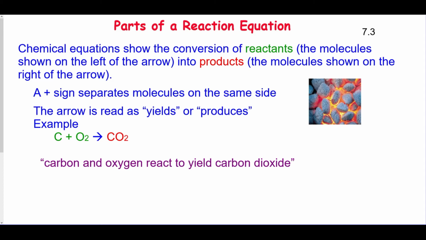We show the conversion of reactants, which are the substances on the left of the arrow, into products, substances on the right of the arrow. You can use a plus sign to separate molecules. You could also have a plus sign if you had more than one product. The arrow tells us that something reacts, so it is often read as yields or produces. So if I look at this chemical equation, I would read it as carbon and oxygen react to yield, or I could say produce, carbon dioxide, and that is what's going on here when we're burning our charcoal.